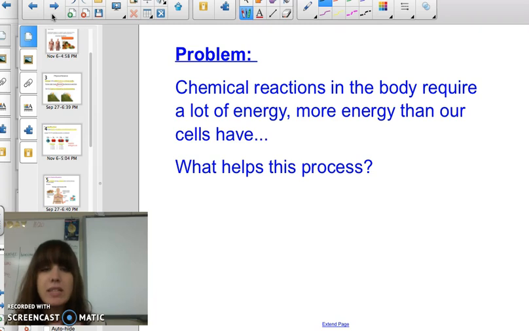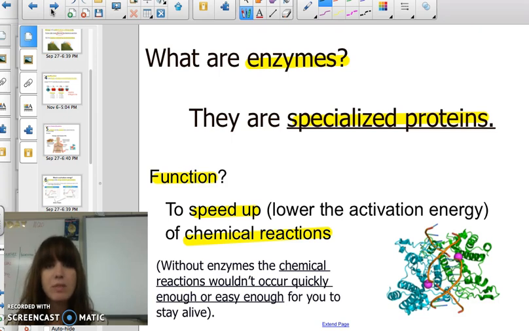So let's think about it. These chemical reactions that are happening in our body require a lot of energy. There's a large activation energy needed to get these chemical reactions to happen, and our cells don't have enough energy to do that. So we need something to help this process. The macromolecules that help us are called enzymes. They're specialized proteins, and they speed up those chemical reactions in our bodies. If our bodies did not have enzymes, chemical reactions wouldn't occur quickly or easily enough for our bodies to stay alive. They're kind of like chemical reaction helpers. They help the process along.